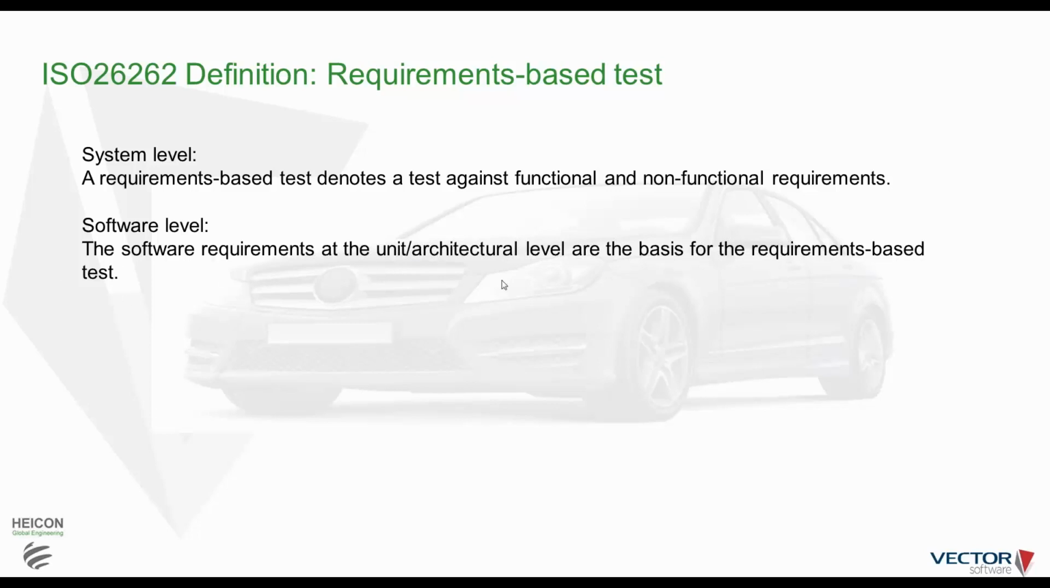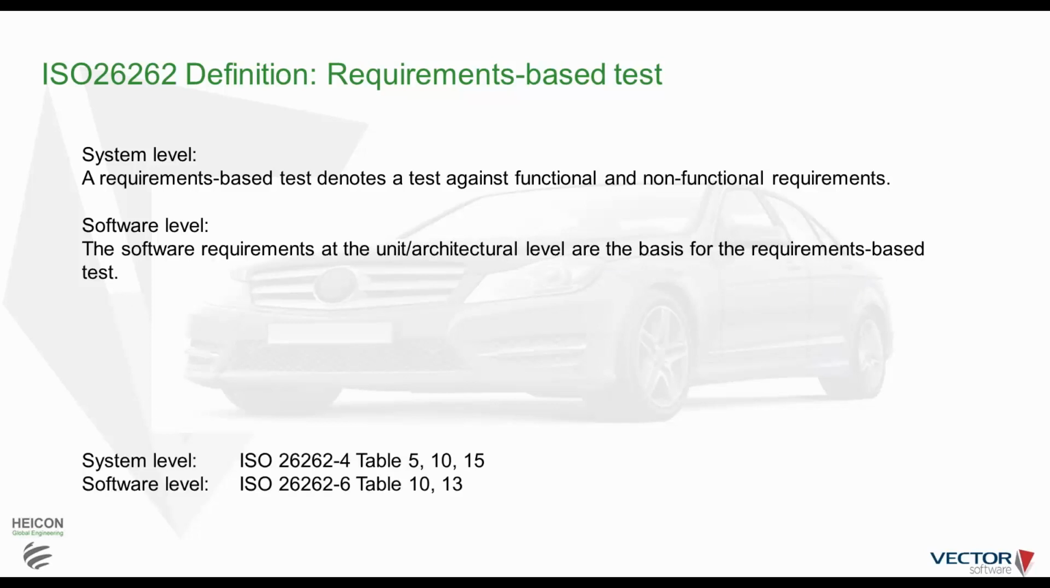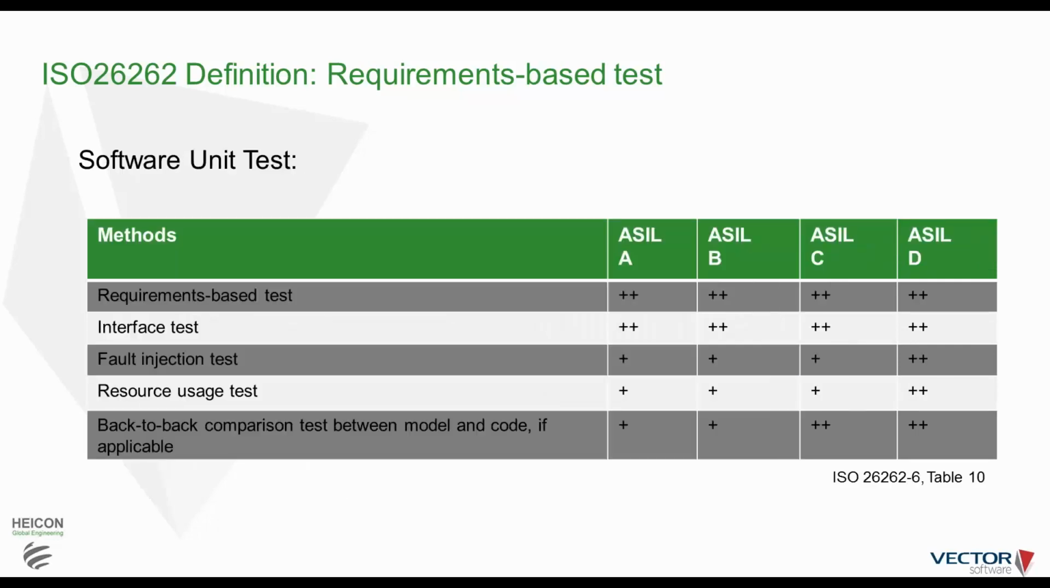The statement here can be interpreted in different ways from my point of view, and in the practical way it is. So on system level and on software level, you see requirements-based testing. On each level there are 3 tables. Actually, on system level it's 3 tables; on software level it's 2 tables where it's mentioned. But we now have a rough understanding of what requirements-based testing is about, or what ISO 26262 especially means by it.